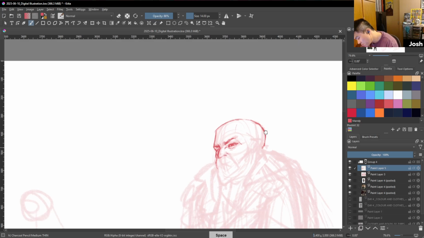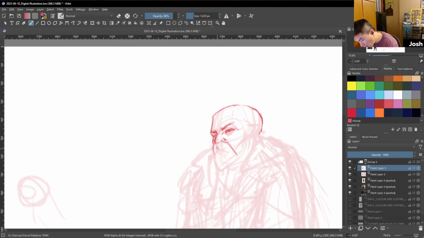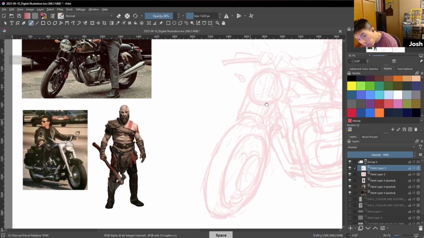Oh, got the wrong layer. Wrong layer. Okay. Stop sharing. There we go.